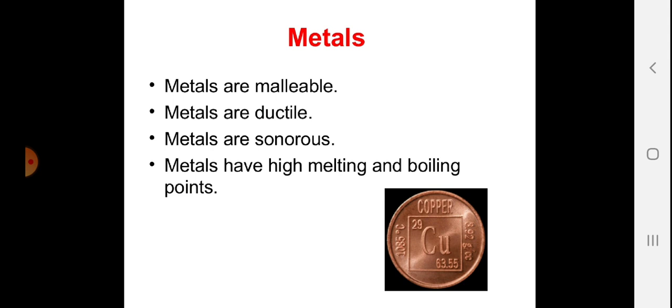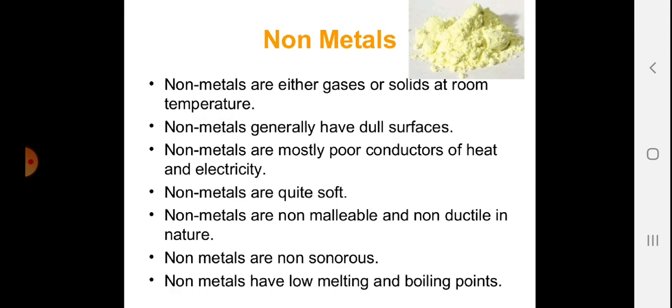They are ductile, sonorous and they have high melting as well as boiling points. So here what we have discussed is the properties of metals. Now let's discuss the properties of non-metals. They are either gas or solid at room temperature. There is one non-metal which is also available in the liquid state, which is bromine water.